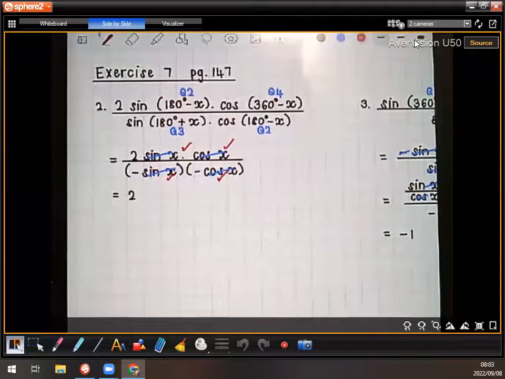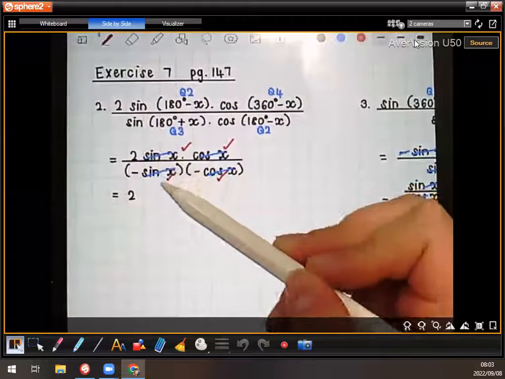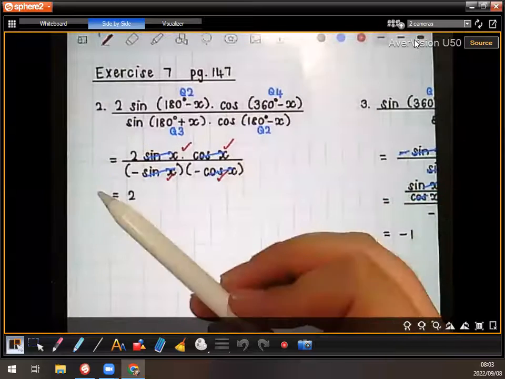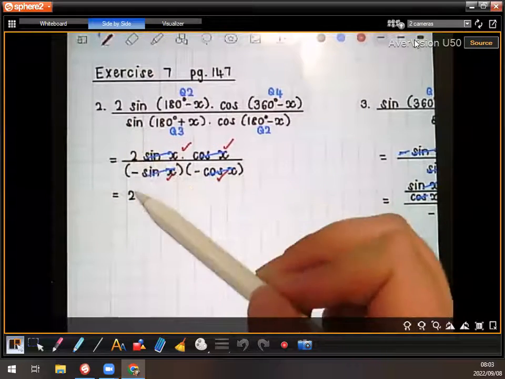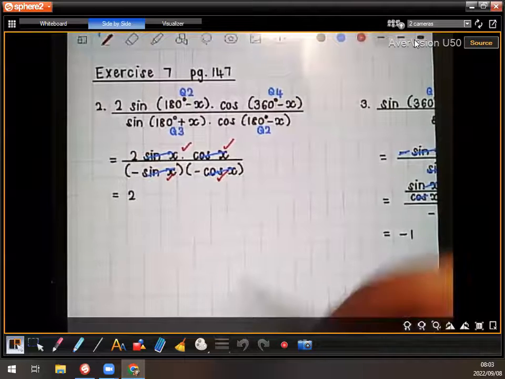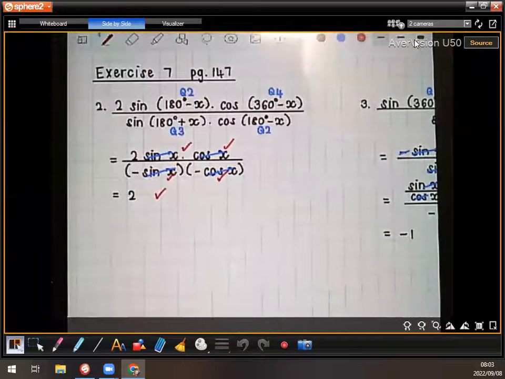And then you could actually cancel out everything there. There was a sin at the top and at the bottom, a cos at the top and at the bottom, and the negative times the negative is a positive. So you're actually just left with 2. And that would then obviously be the last mark.